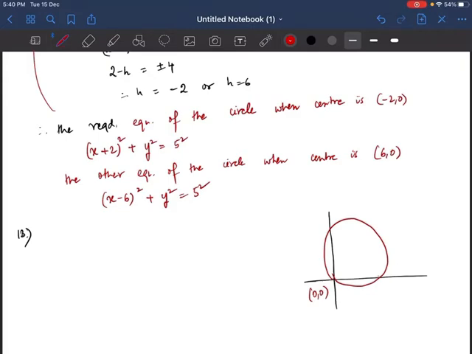So intercepts basically means what? Suppose this one is my x-axis and this one is my y-axis. If I have a line, and this line cuts the x-axis at this point, this is my x-intercept. Then when the line cuts the y-axis at this point, this will be my y-intercept. So here it says it intercepts A and B on the coordinate axis.